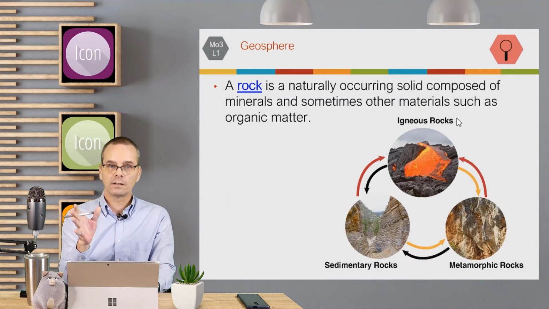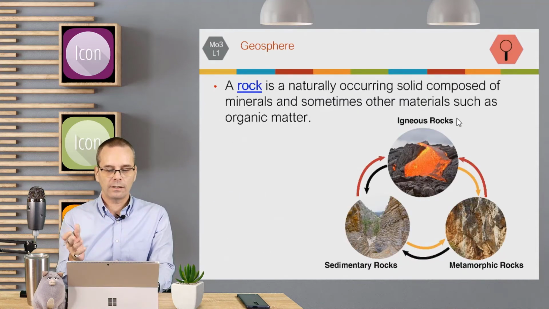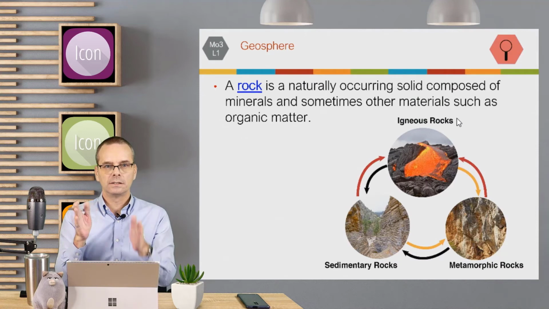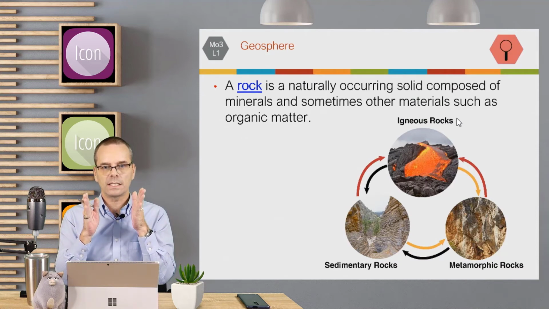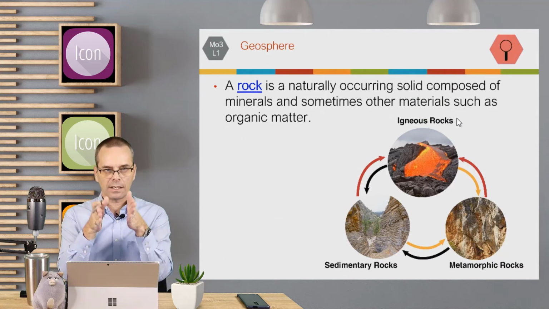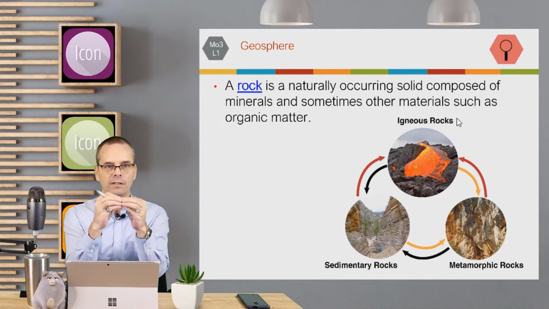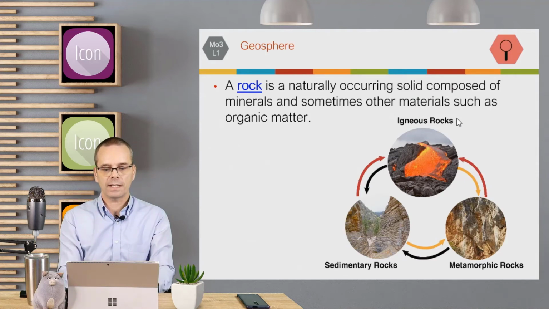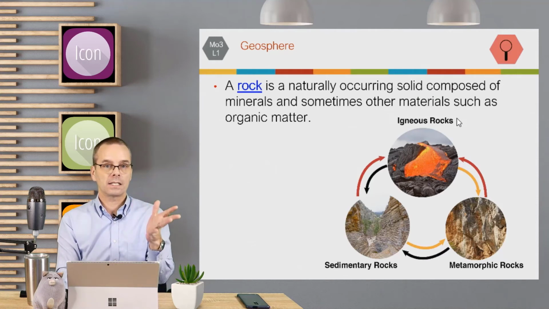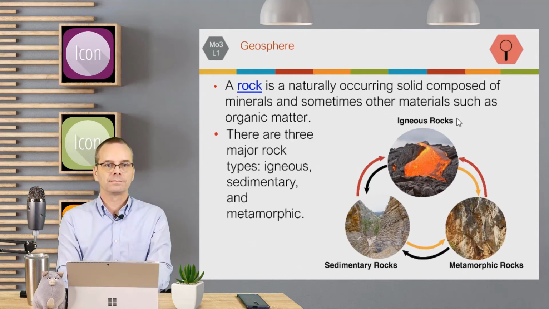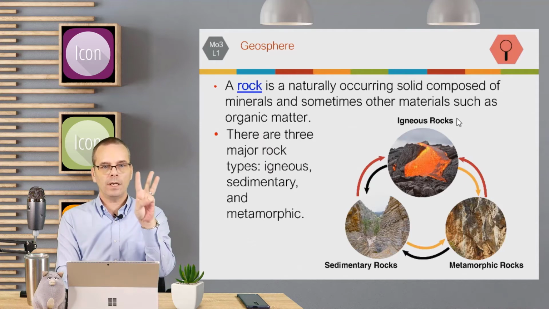Now, a rock is naturally occurring, but it's not like the mineral, it's not one specific chemical makeup. It has lots of different things inside of it. It's not one specific thing. It can have other rocks, it can have different types of minerals, it can even have organic matter, you know, like plants, etc.